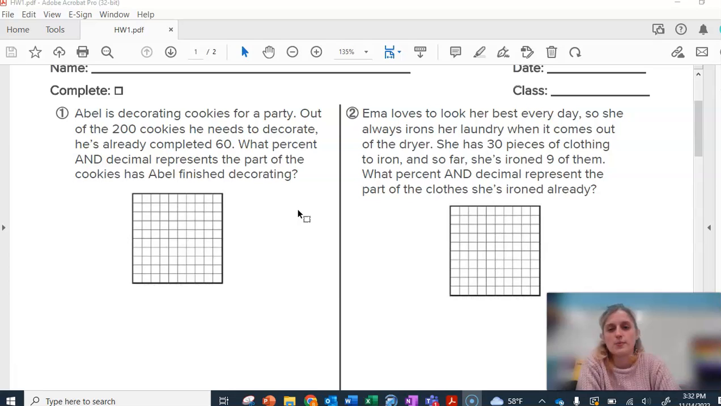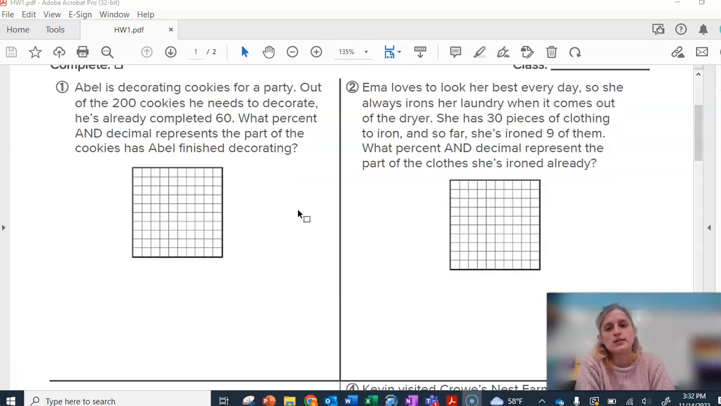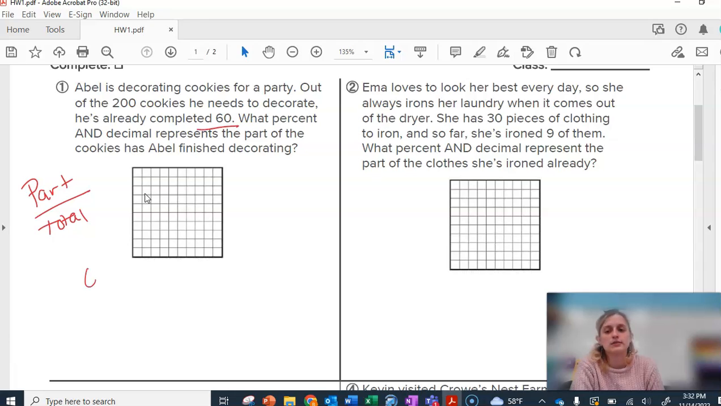Abel is decorating cookies for a party. Out of the 200 cookies he needs to decorate, he's already completed 60. What percent and decimal represent the part of cookies he's already finished decorating? Okay, so when you make a fraction, even though it doesn't say fraction, we're going to use a fraction to start with. You want the part that's done to be on top and the total to be on the bottom. Okay, so the part he's completed is 60 out of the 200 total.